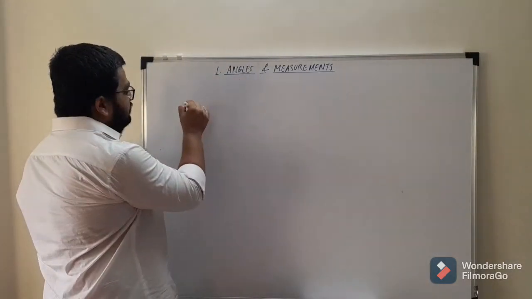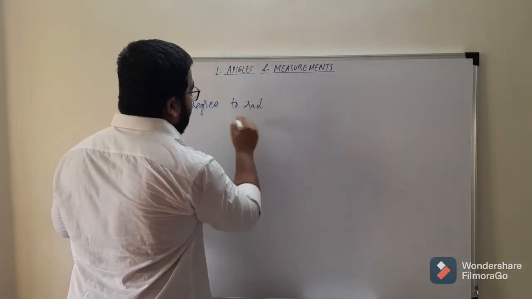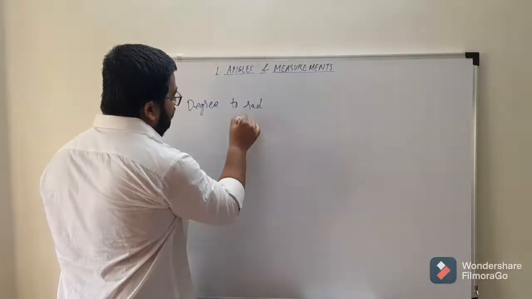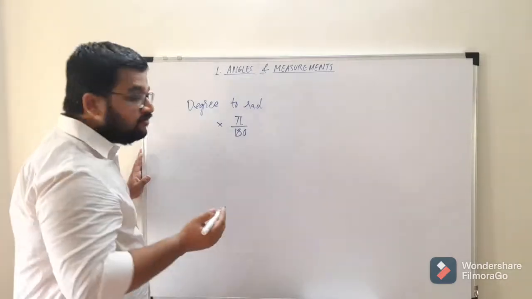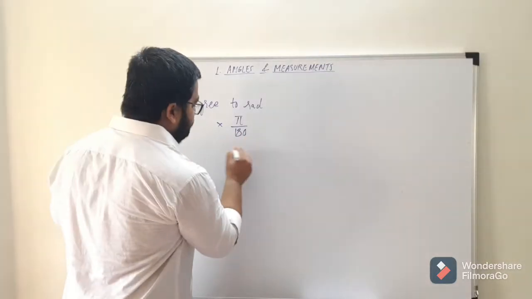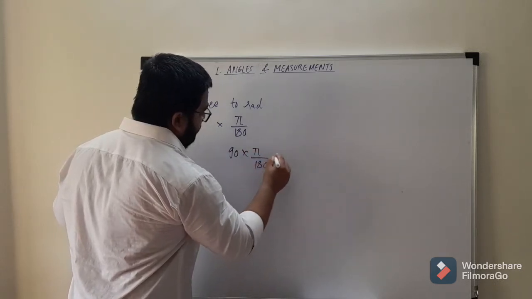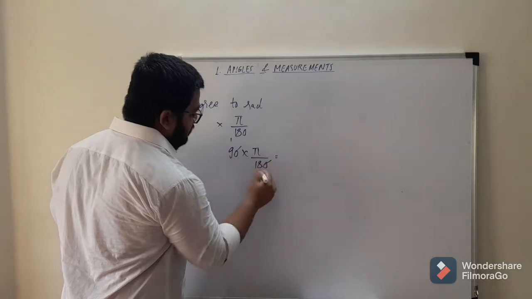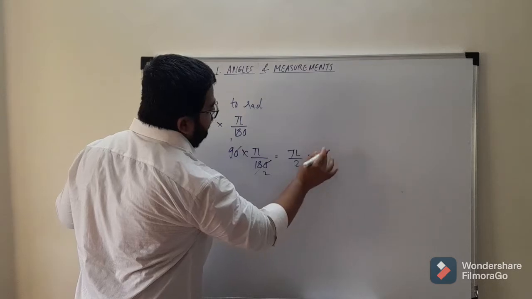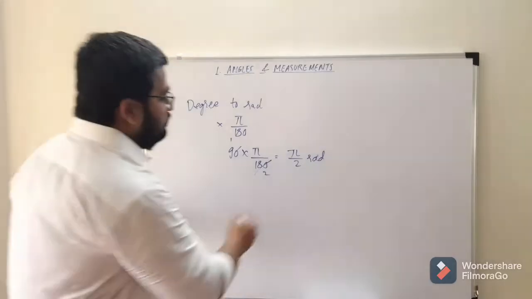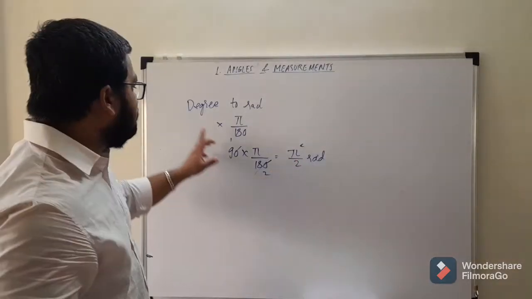So if we have to convert degrees to radians, we have to multiply the degree by pi by 180. Degrees into pi by 180. Suppose we have to convert 90 degrees into radians. What we will do? 90 into pi by 180. That is, 1, 2, pi by 2. So this will be pi by 2 radians. We can also write C here. So pi by 2 radians is nothing but 90 degrees.